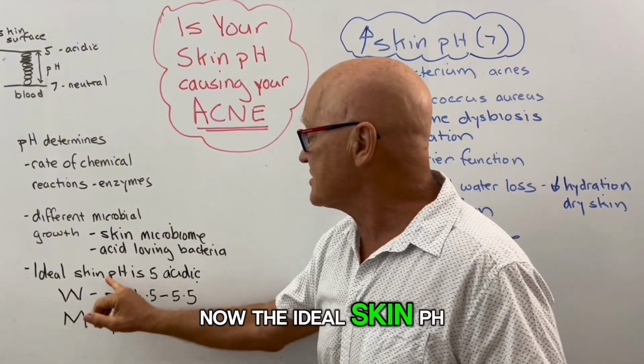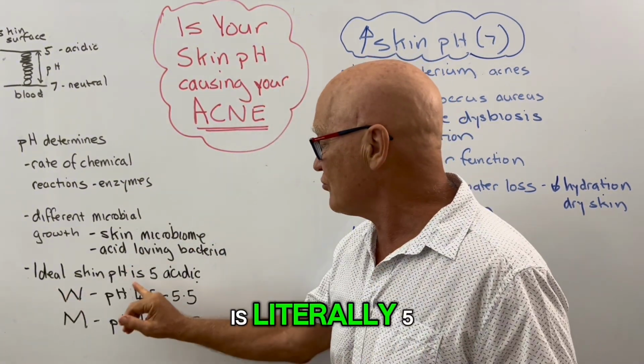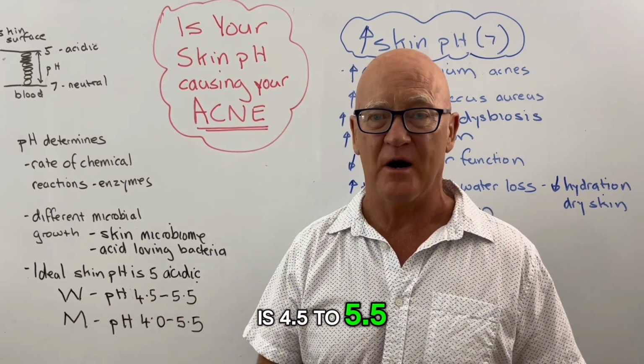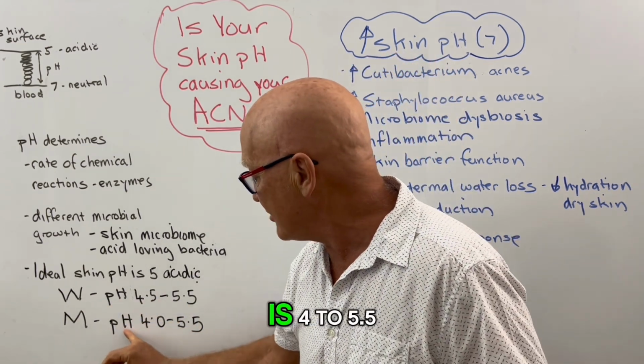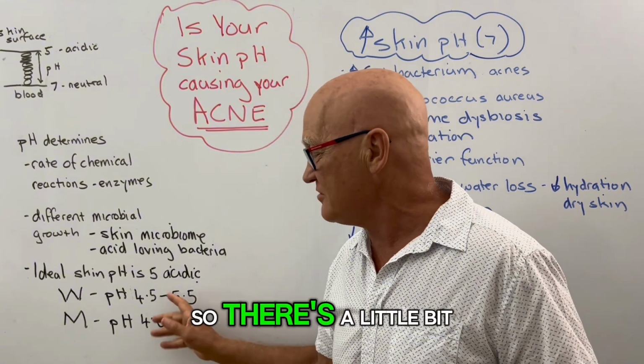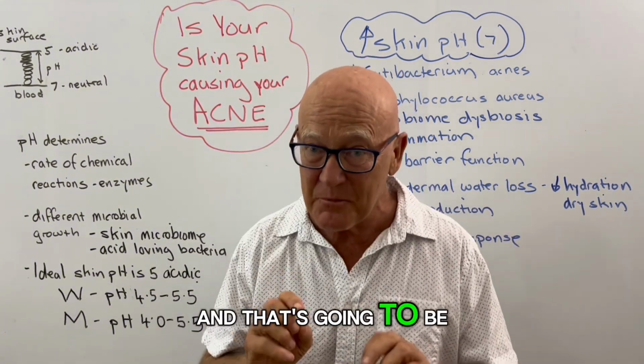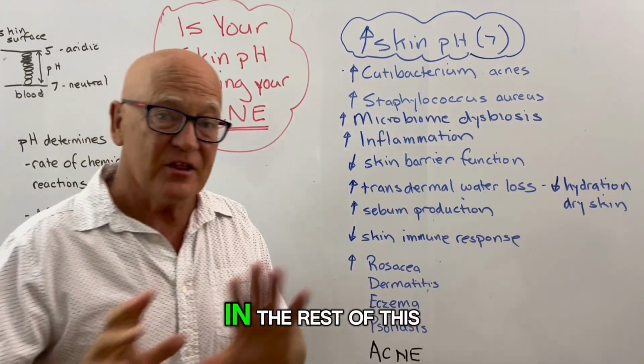Now, the ideal skin pH is literally 5, but in women, the pH is 4.5 to 5.5. And in men, the pH is 4 to 5.5. So there's a little bit of variation, but generally we're aiming around about 5, and that's going to be what I talk about in the rest of this.